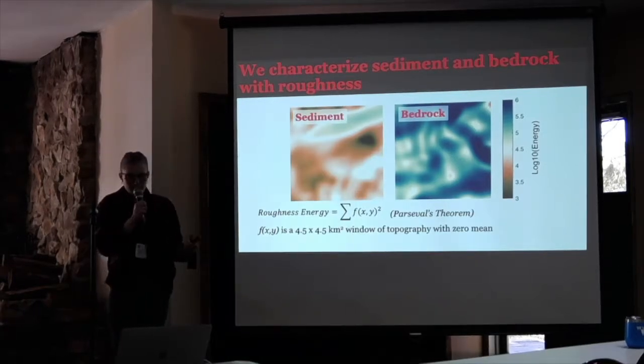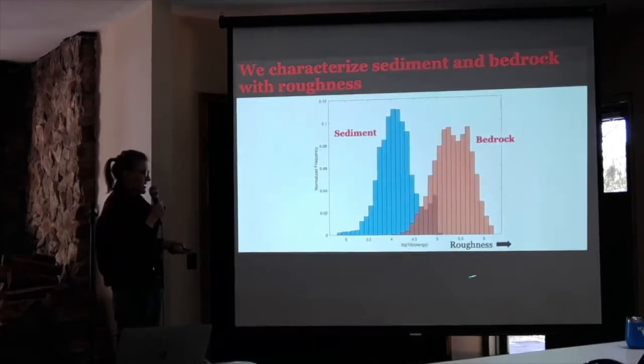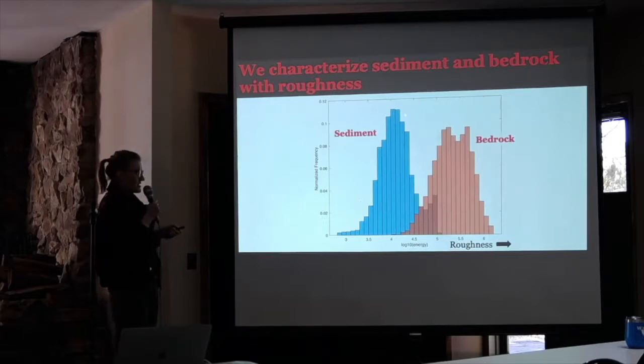And how we calculate roughness is that for every pixel, we look at approximately a 5-kilometer window around that, and we calculate the roughness energy, which you get by integrating over the power spectral density curve, which you get by taking the Fourier transform. And if that doesn't mean anything to you, all you have to know is that bigger numbers are more rough and smaller numbers are smooth. So if I plot this as a histogram, I see that the bedrock values have a very high roughness, and the sediment has a much lower roughness.